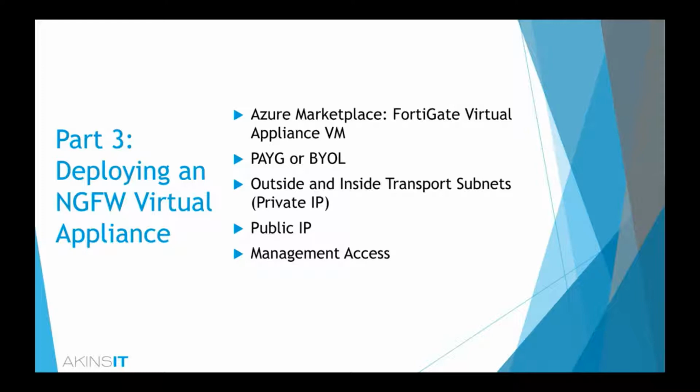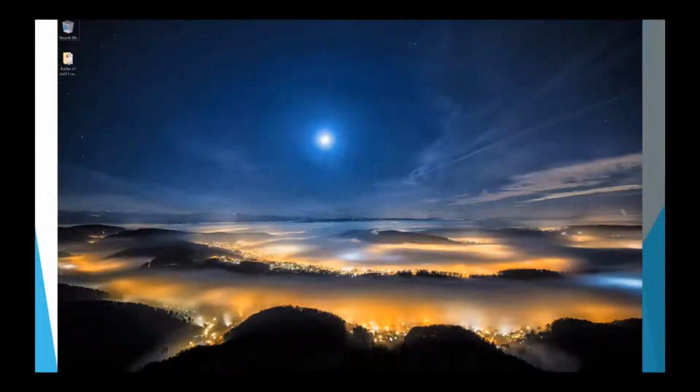For the time that we have, I'm not going to go into all the features, of course, but you'll at least get a basic understanding of how that looks, okay? I'm going to be touching on the licensing model for the virtual appliance. So you can do pay-as-you-go or bring your own license. Also applying those outside and inside transport subnets that I had configured previously. You'll see how that comes into play now. And then, assigning a public IP to the actual firewall, and then, how to access it and manage it at that point, okay? So let's jump right in.